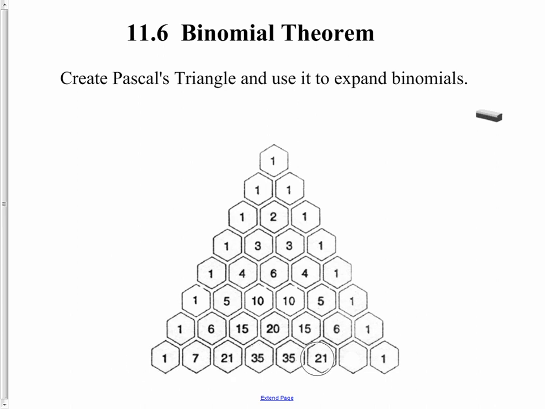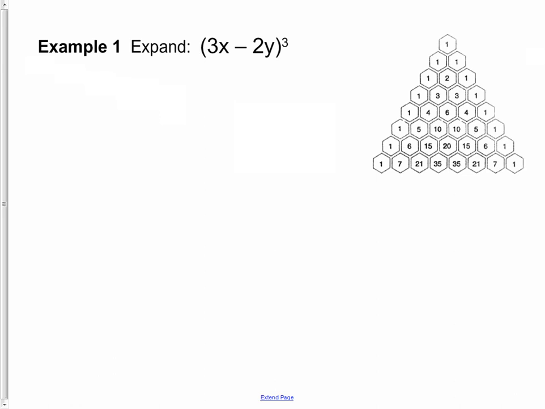And Pascal's triangle does continue on and on, but for our purposes, for the first two examples, this should be pretty good for the portion of Pascal's triangle that we'll be using. So let's go to example 1 and let's look at how we're going to use Pascal's triangle to do a binomial expansion. This is a binomial 3x minus 2y, and we're raising it to the third power.